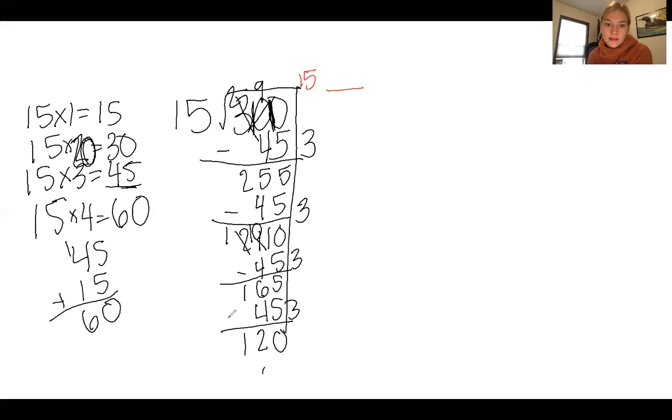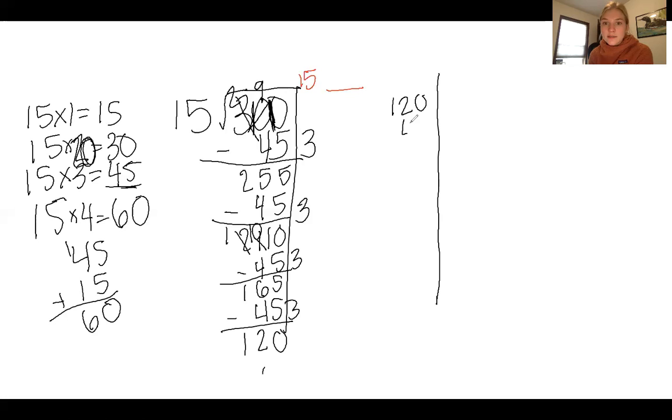Bring down my 1. Do you see how every time that I plug in 45 for my math fact, 15 times 3, I am starting to eat away at our big number that we started with, the 300. So since I'm starting to run out of room, I'm going to carry this on right here. 120. I'm going to pretend I have my line going.